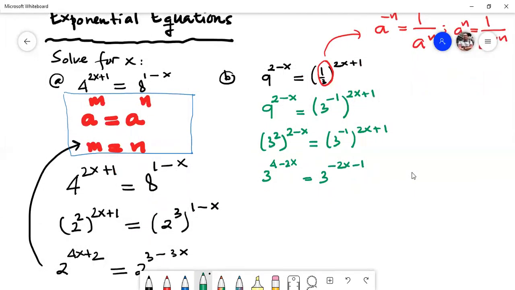Then what will you have? So now they have the same base number, which is 3. Then take down directly the exponent. So 4 minus 2x equals negative 2x minus 1. Then put the number with the variable together. This is 2x plus 2x. This is negative 1 plus 4. This is 0. This is 3.